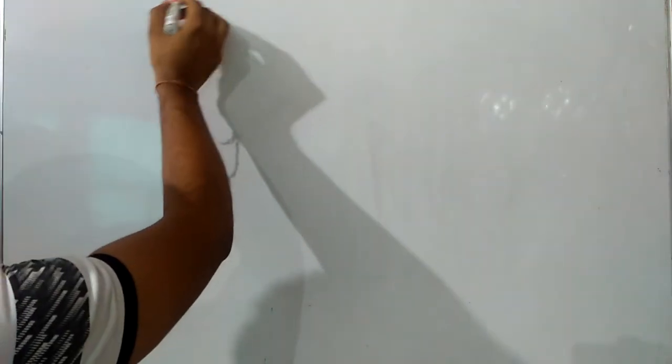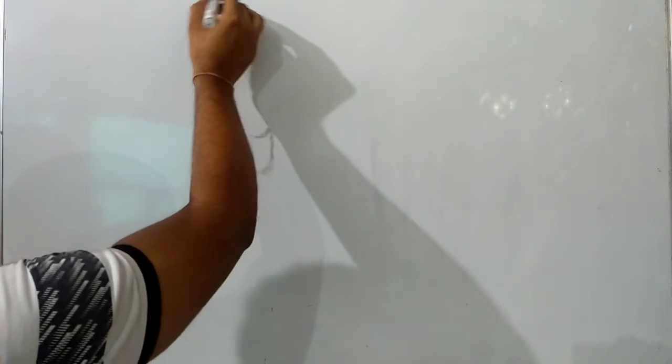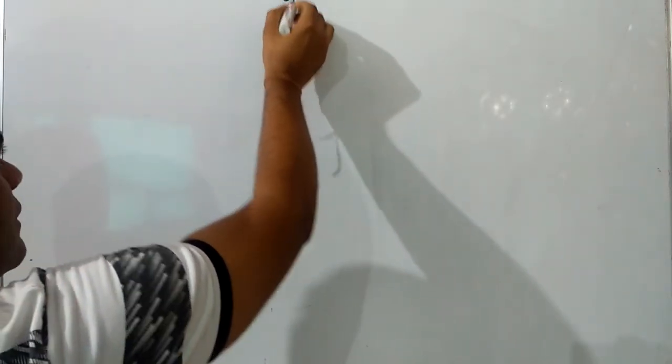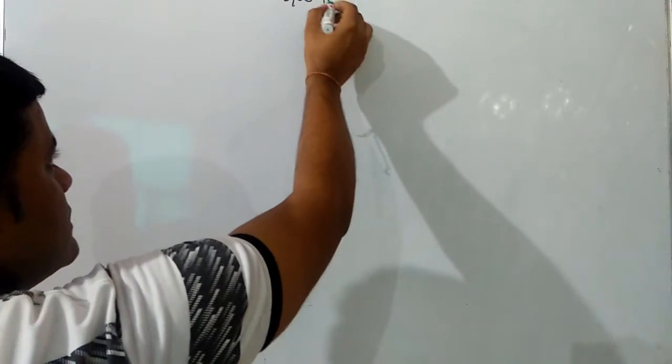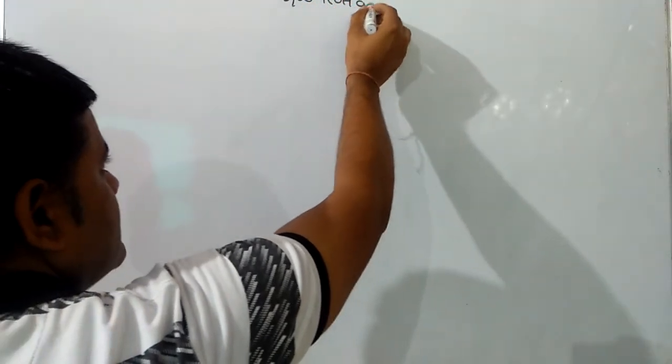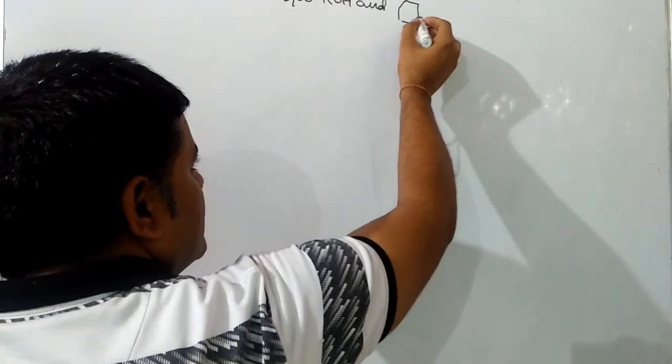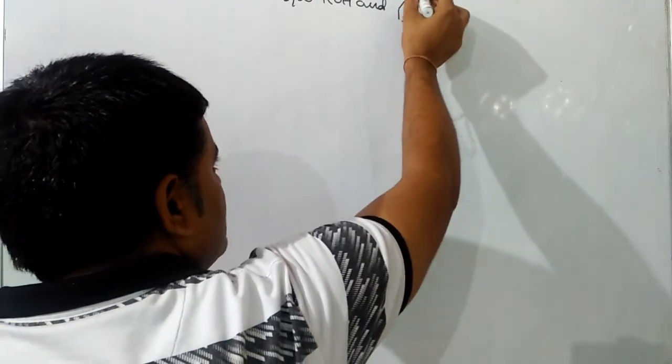After discussing the properties and method of preparation of phenol, today we are going to discuss a new topic for this chapter, and the first topic is distinction between alcohols and phenols. How can we distinguish alcohol and phenol?